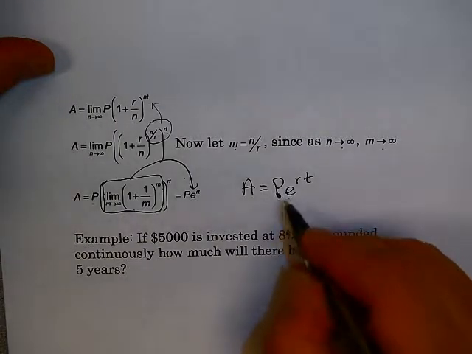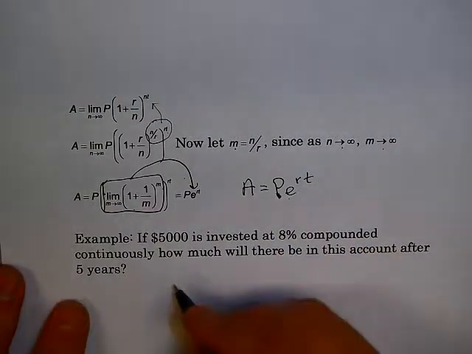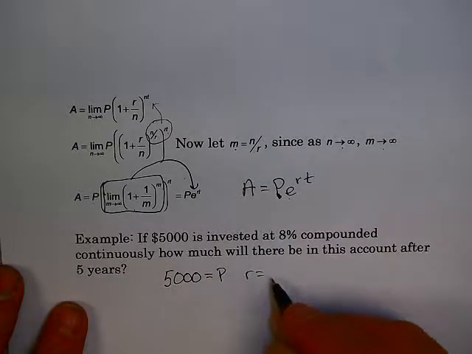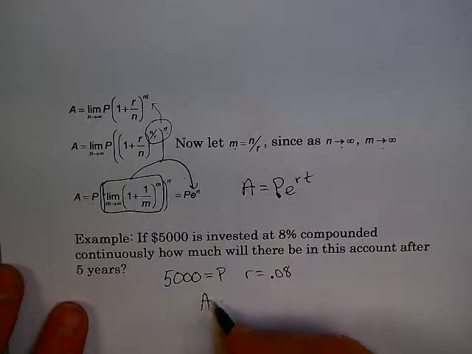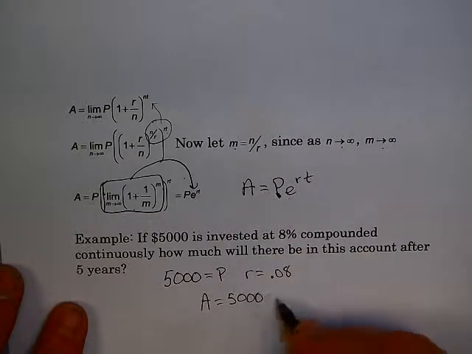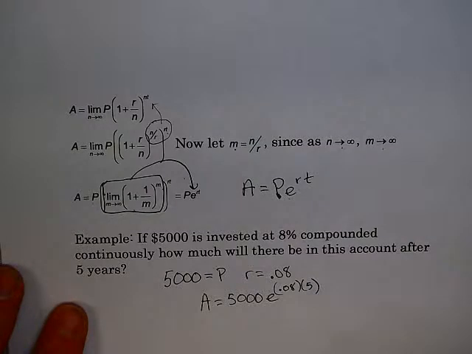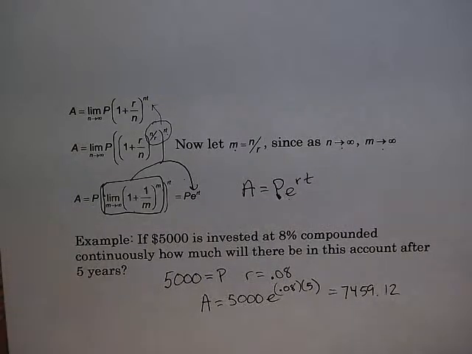We sometimes use the word PERT, like Pert shampoo, to remember this. So if $5,000 is invested, so 5,000 is my P, at 8% interest compounded continuously, how much will be in the account after 5 years? Well, $5,000 e to the 0.08 times t, which is 5. So let's figure that out. 5,000 e to the 0.08 times 5 is going to give me $7,459.12.